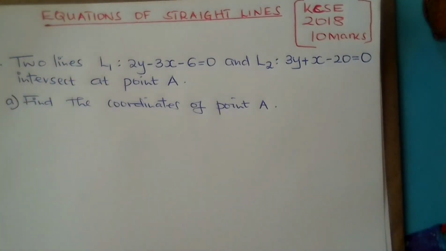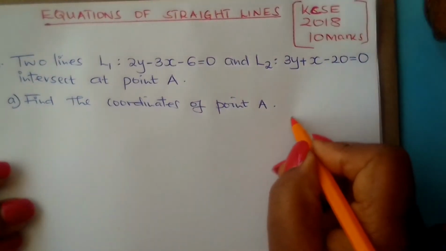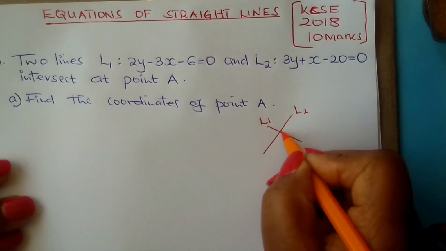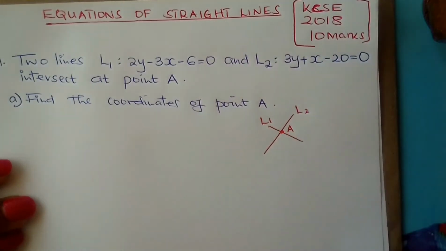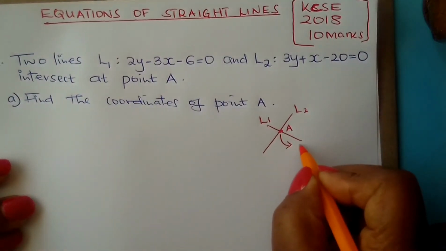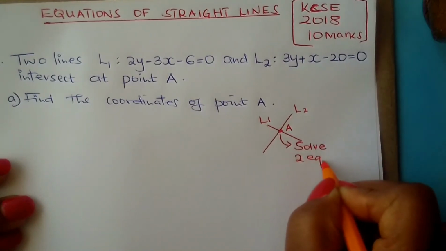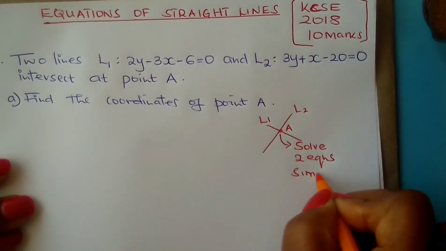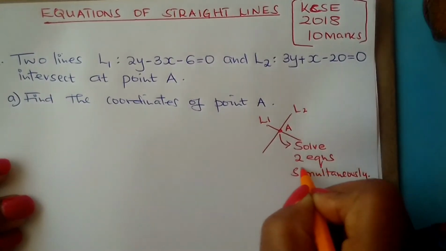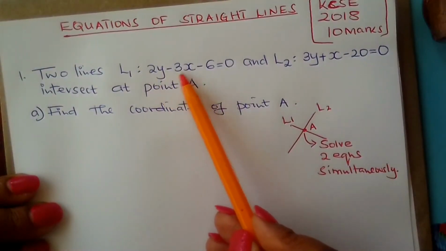So learner, you are told to find the point of intersection. So if this is L1 and this is L2, we are told to find this point A. So whenever you are told, learner, to find the point of intersection, the method is that you just solve the two equations simultaneously. Just take your equations and solve them simultaneously.